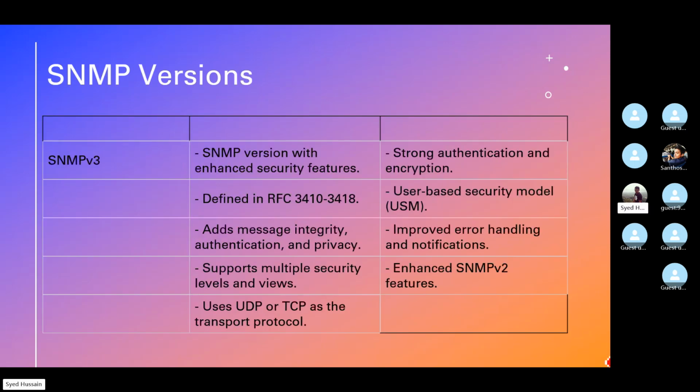You can see this is SNMP version 3. The main difference is its enhanced security features, and it adds message integrity, authentication, and privacy. It supports multiple security levels and views. It uses TCP or UDP as the transport protocol. The previous one, version 2, uses only UDP. Here it uses both UDP and TCP. And the features are strong authentication and encryption.